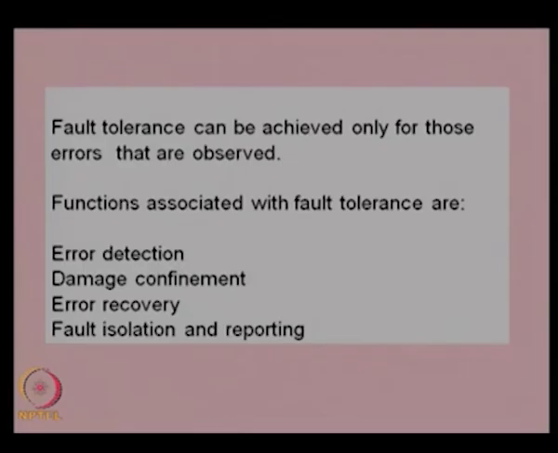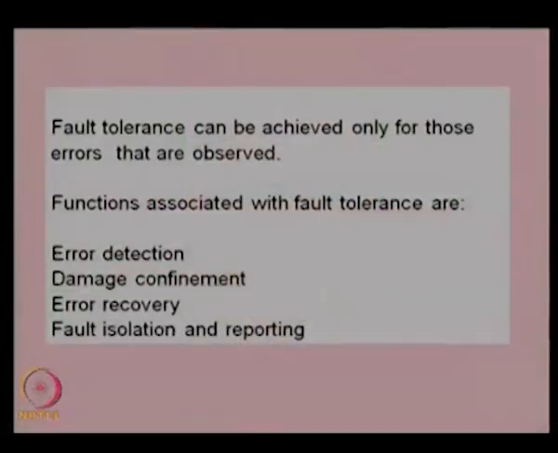And then there will be damage confinement. Basically, when there is damage, we need to make sure that it is not spreading to other areas. So, this is known as damage confinement. And then error recovery. If an error happened, how do we recover from that particular error? That is known as the error recovery function. And then fault isolation and reporting. So, we can see here fault isolation and reporting is the final one.